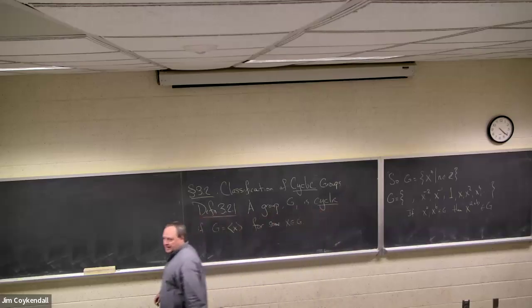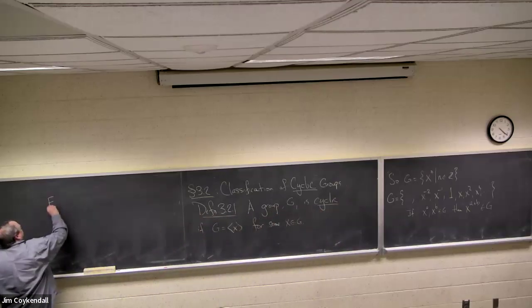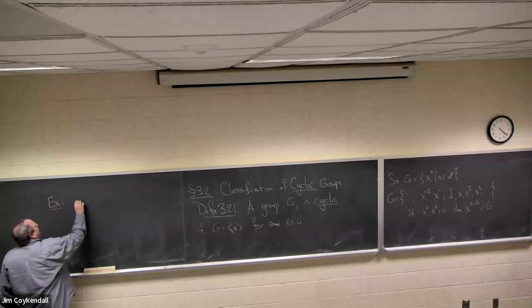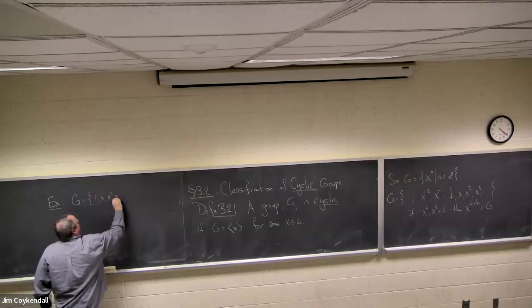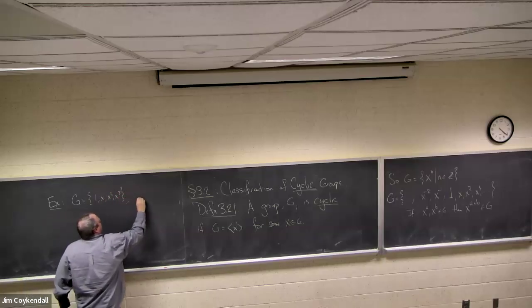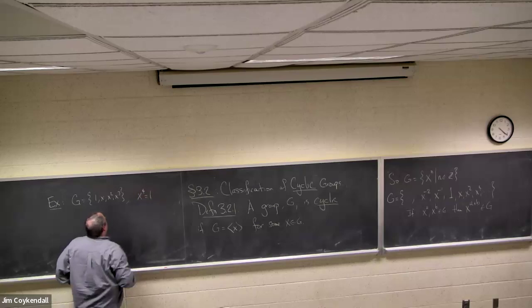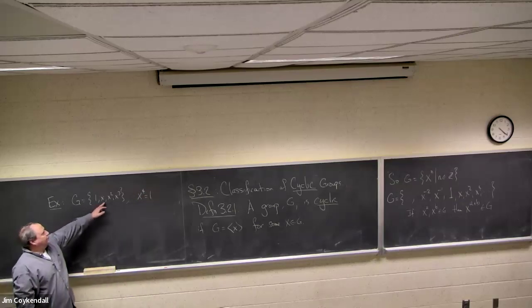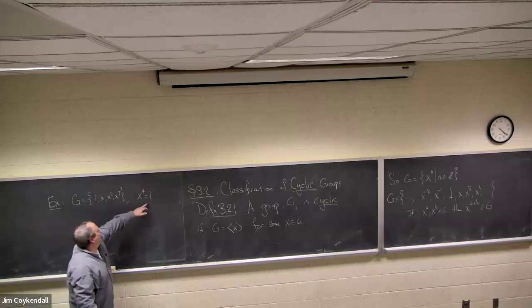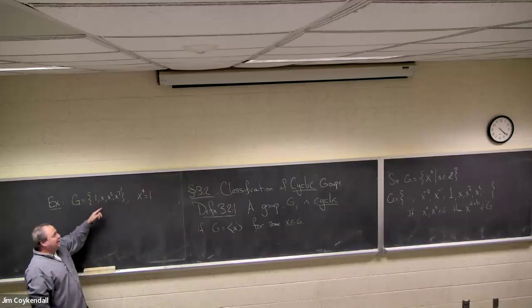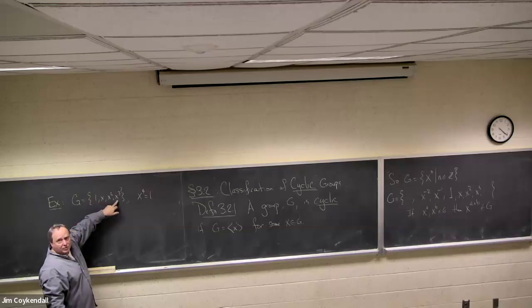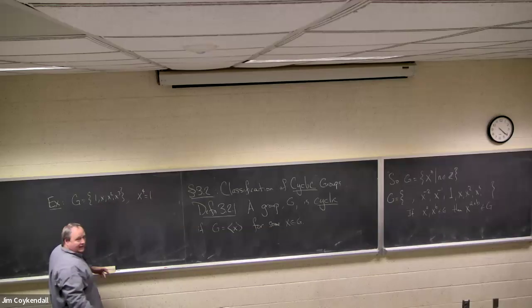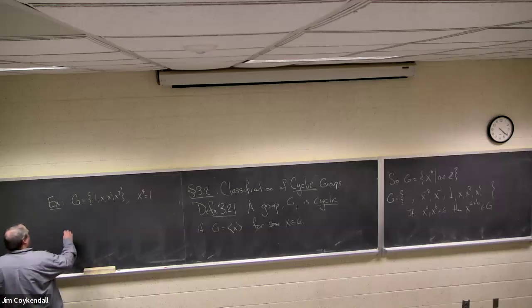For example, here's a little group here. I've got just the powers of X, and I'm declaring that X to the fourth is 1. So this is just kind of like a clock, right? X times X squared is X cubed. X times X cubed is X to the fourth, which is 1. X squared times X cubed is X to the fifth, which is back to X, and so forth.